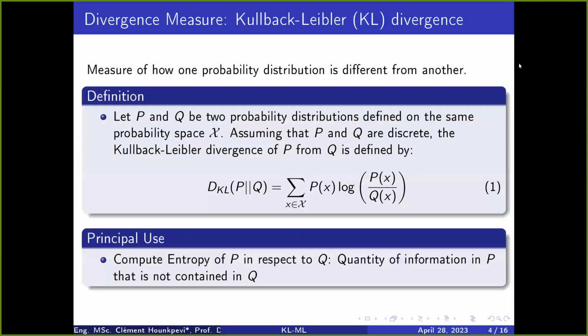So after studying network anomaly, let's see now the divergence measures. The principal measure that we use in our work is the Kullback-Leibler divergence. This divergence measures how a probability distribution is different from another. Given P and Q, two discrete probability distributions, this divergence is given by equation 1, and it measures the entropy between P and Q, meaning the quantity of information that P brings and that is not in Q, the difference of information between P and Q.